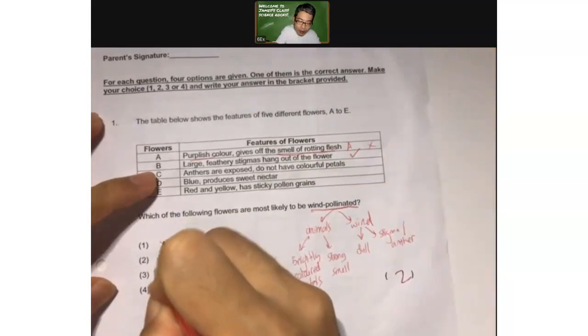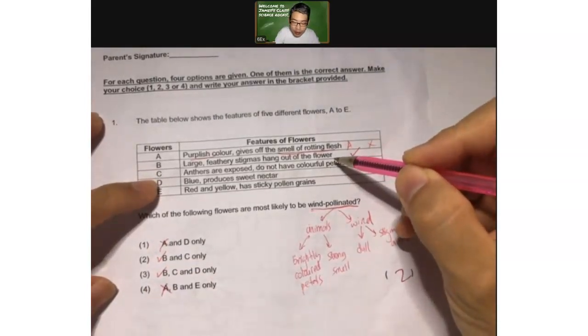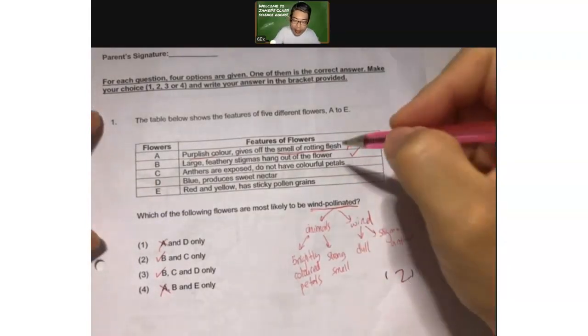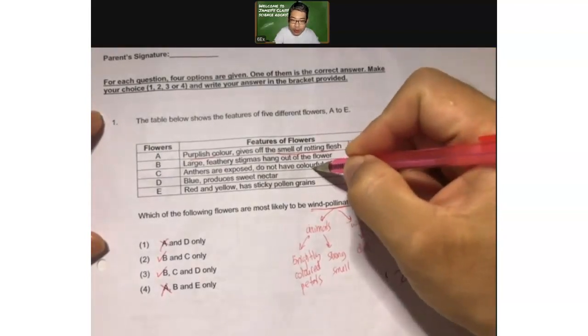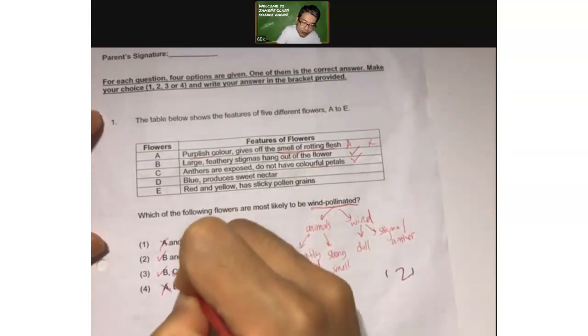Alright, so it's either 2 or 3. For C, the anthers are exposed. Exposed means that they are open to the wind to blow at them. And the petals are dull, right? They are not colorful. So it is likely to be C. So again, 2 or 3.